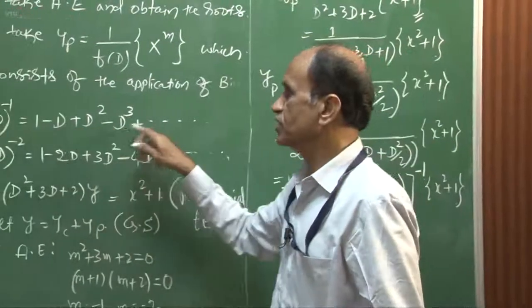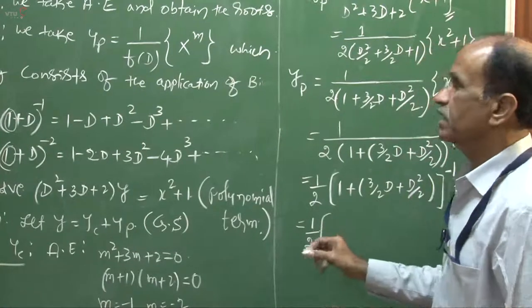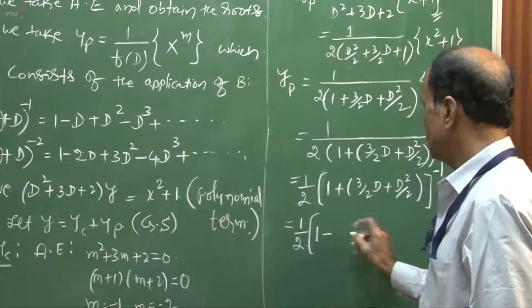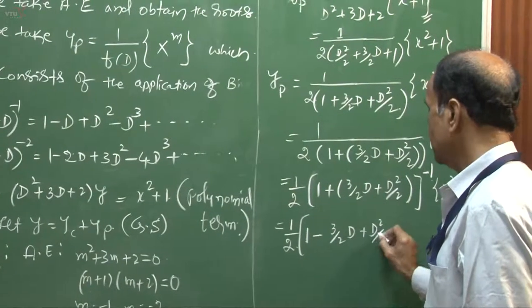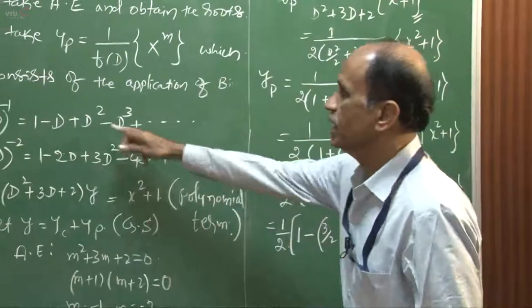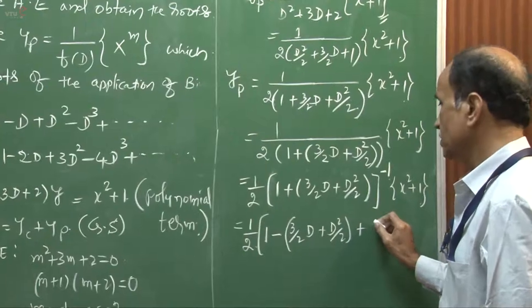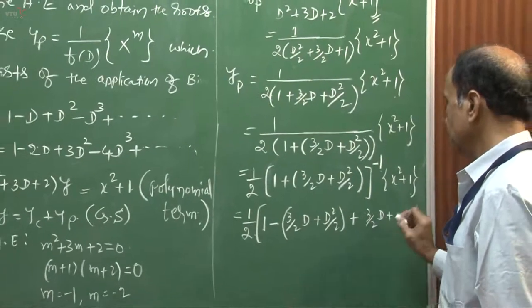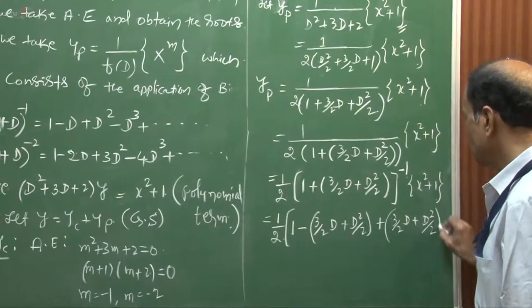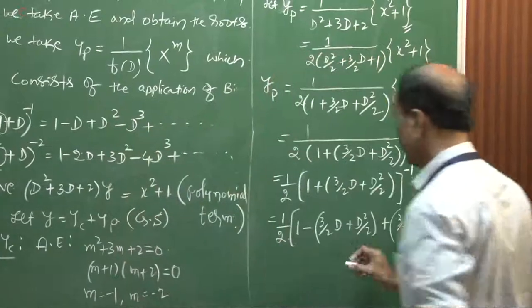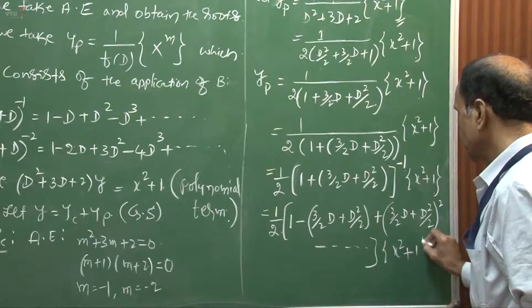Operating on means this expression you have to write as 1 divided by 2 multiplied by 1 minus, in brackets, 3 by 2 D plus D square divided by 2, plus, according to the series, 3 by 2 D plus D square divided by 2 whole square, minus and so on, close the bracket, and to be operated on x square plus 1.